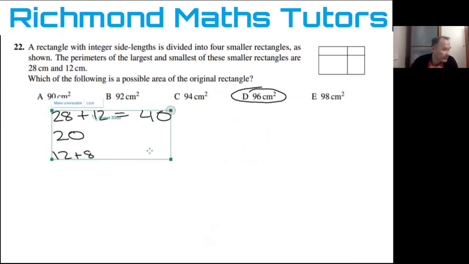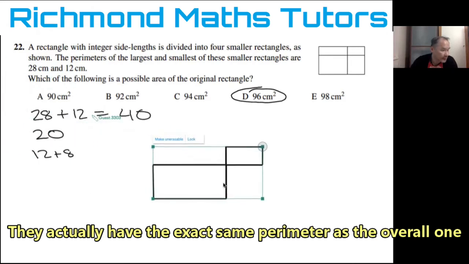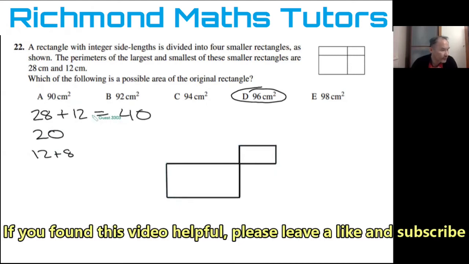But could you explain how you worked out the perimeter of the larger rectangle from the perimeters of the 2 smaller rectangles? So here we've got 2 of the smaller rectangles of 28 and 12. How do you figure out the larger rectangle?